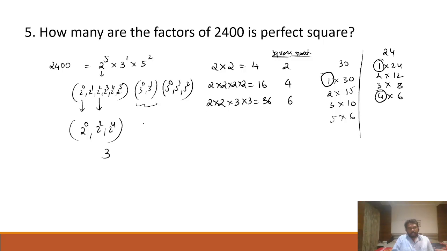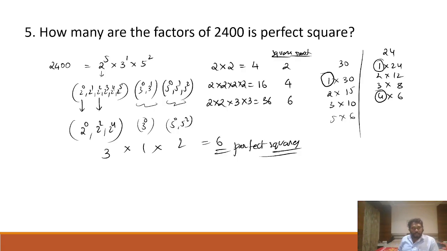Here you will take 3 power 0 into the count, which is 1. Here you will take 5 power 0 and 5 square, 2 numbers. So 3 times 1 times 2 is 6 perfect square factors. So that's how you need to do it.